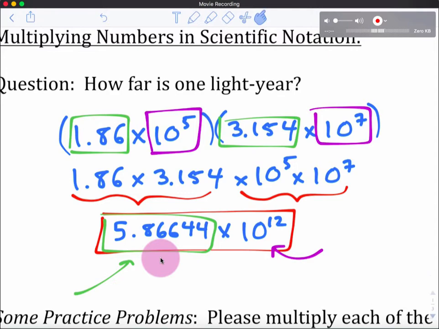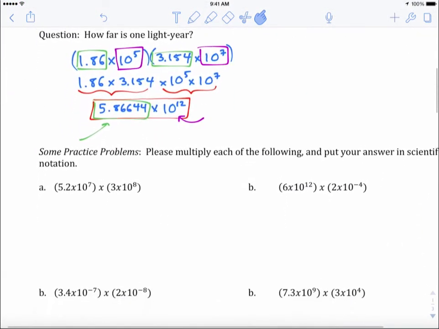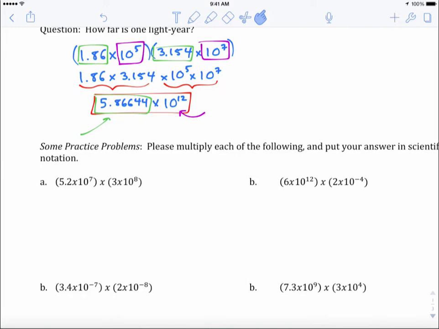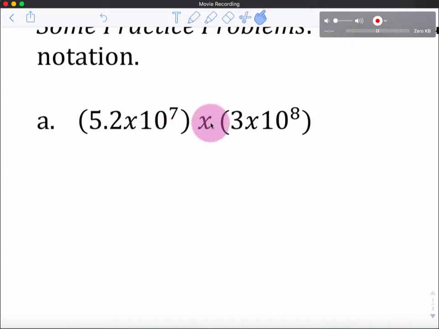And we'll see that in one of the examples we're going to look at right now. So we've got 4 examples. I'm going to walk you through 2 of them, and then I'll have you try 2 on your own. In this case, we're just multiplying the numbers 5.2 times 10 to the 7th, multiplied by 3 times 10 to the 8th. Again, all multiplication, we can use the commutative property to multiply in whatever order we would like.